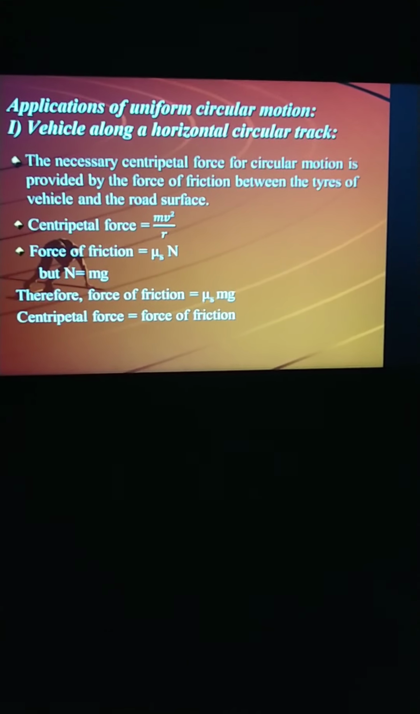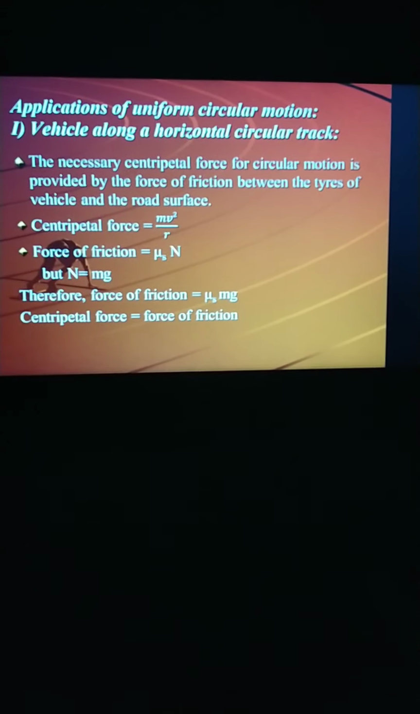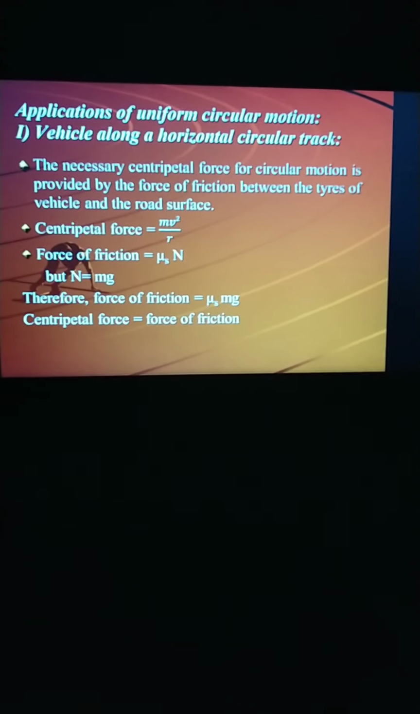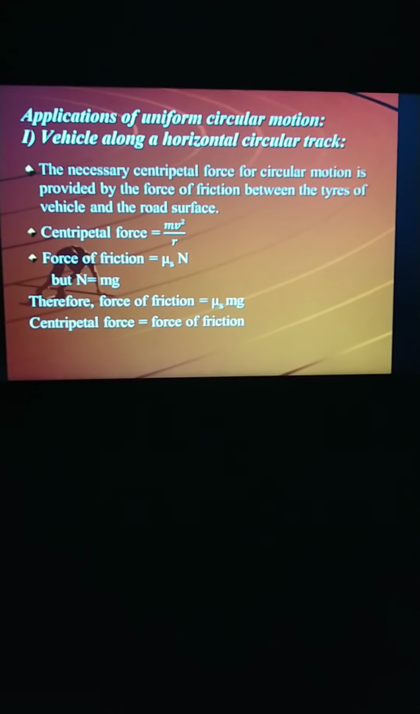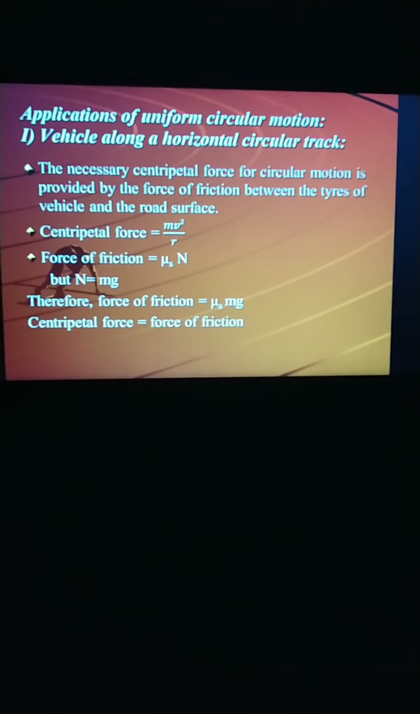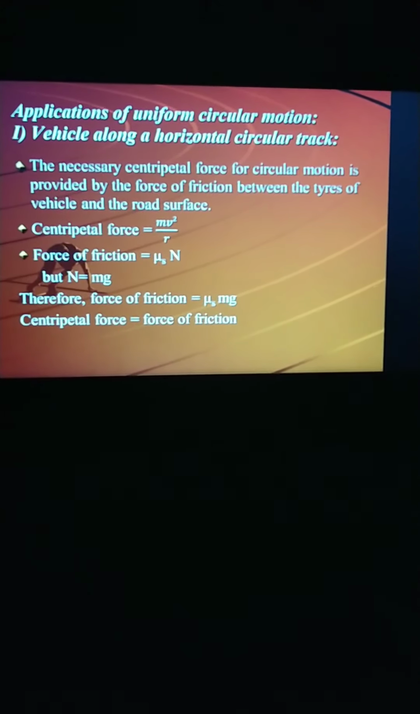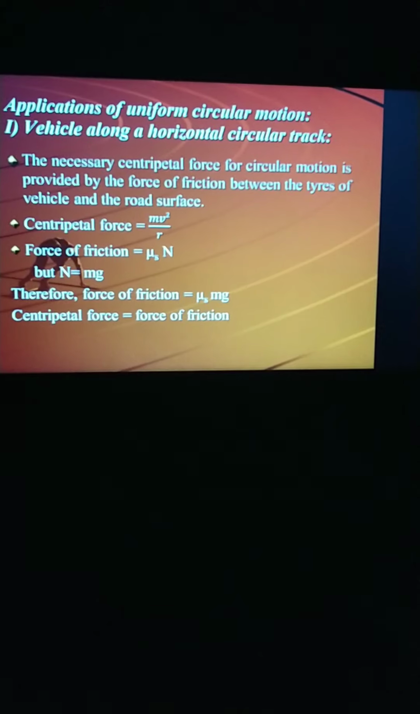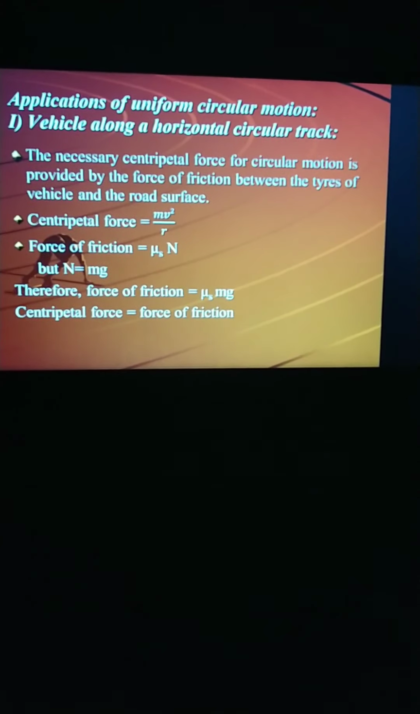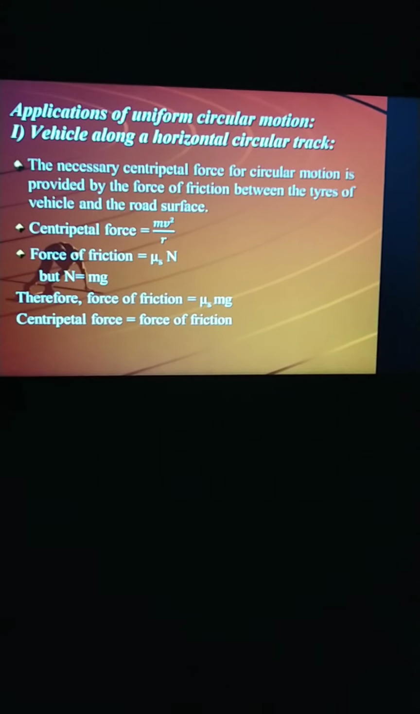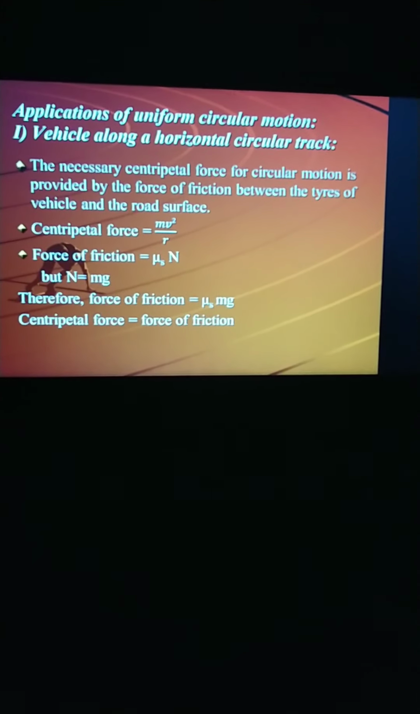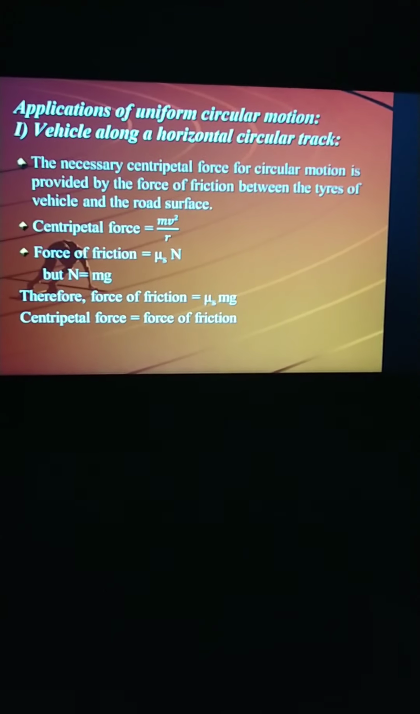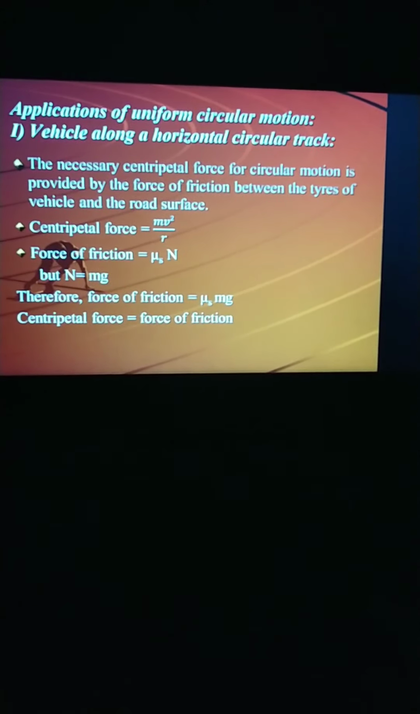As you already know, centripetal force in terms of linear velocity is equal to mv square upon r, where m is the mass of the vehicle, v the linear velocity, and r the radius of the circular track. Now the force of friction will be the force of static friction, which is equal to mu s into n. Mu s is the coefficient of static friction, n is the normal reaction, and this normal reaction in magnitude is equal to the weight of the vehicle mg. So n will be equal to mg, therefore the force of friction will be mu s mg.